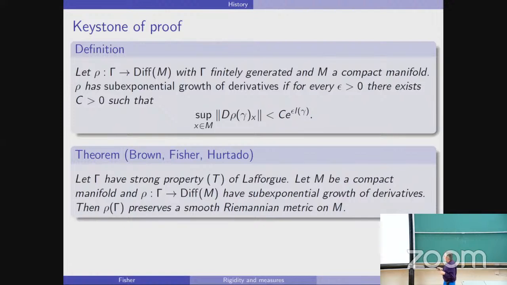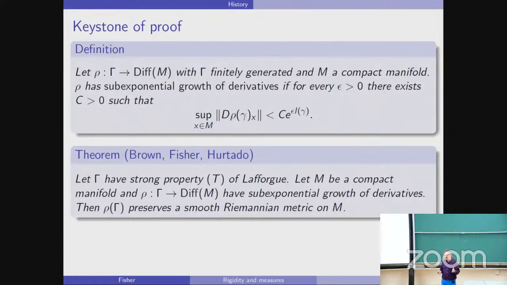And so why do I care about preserving a Riemannian metric? I realized I didn't put this on the slides. I care about preserving a Riemannian metric because once I do that, the answer's sort of known. Zimmer knew how to finish proving Zimmer's conjecture if there was an invariant Riemannian metric.